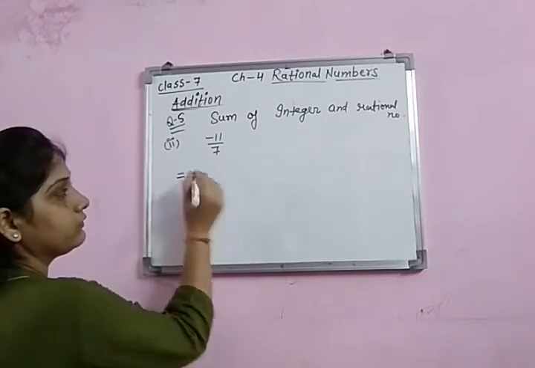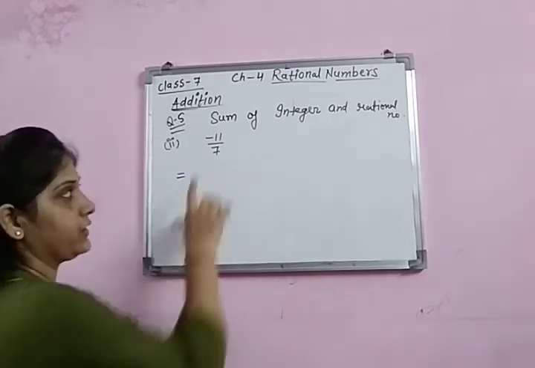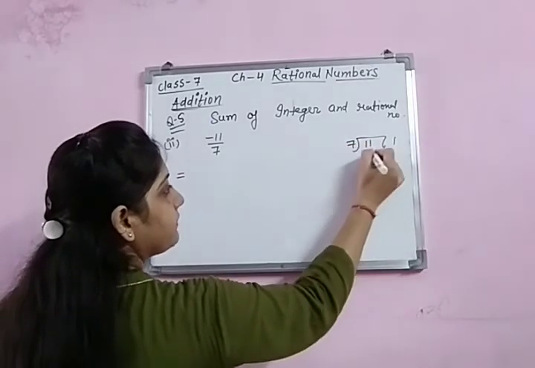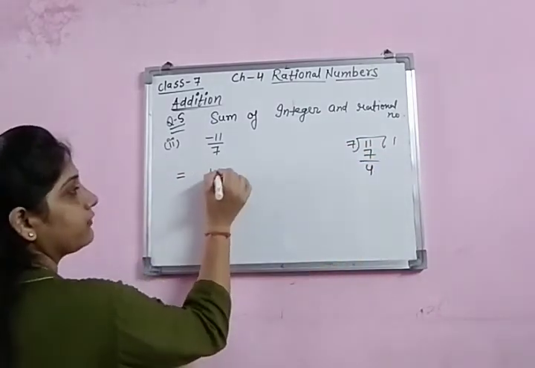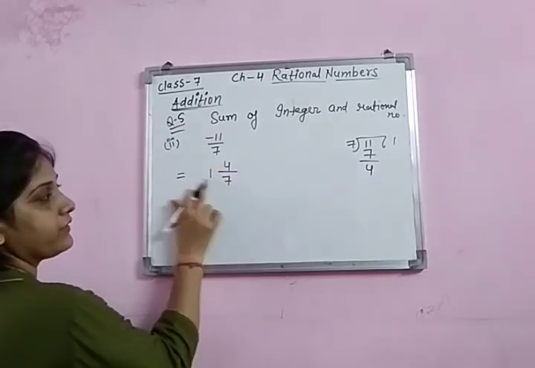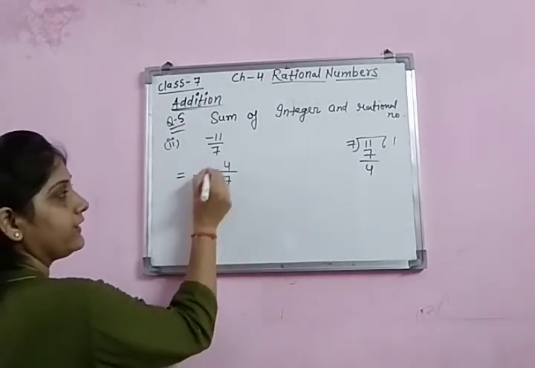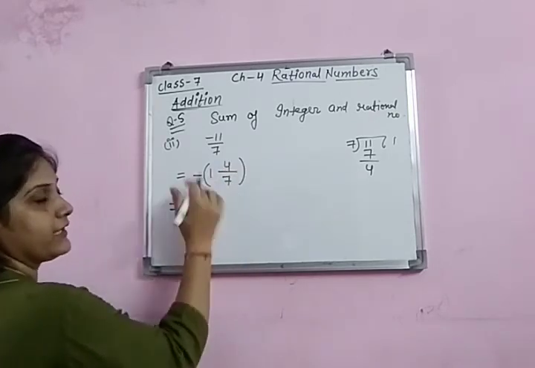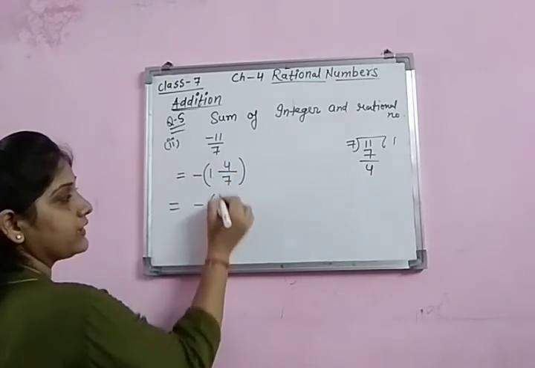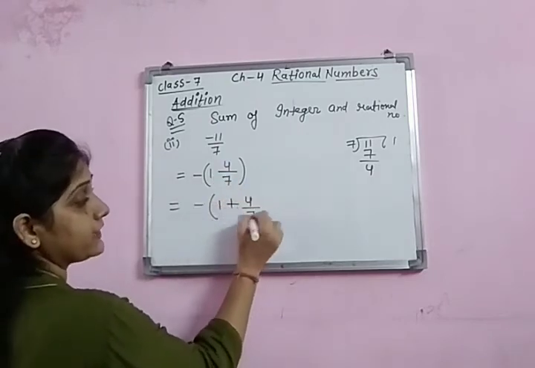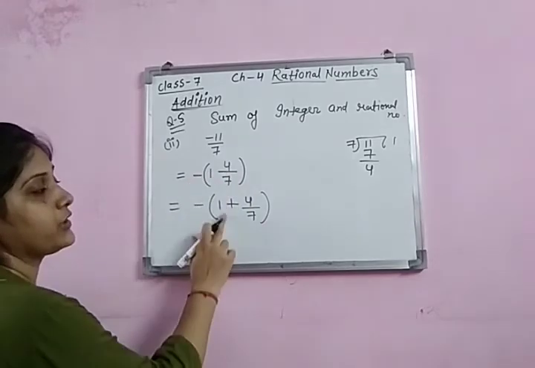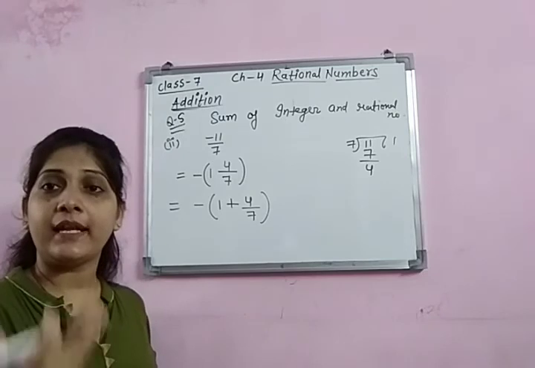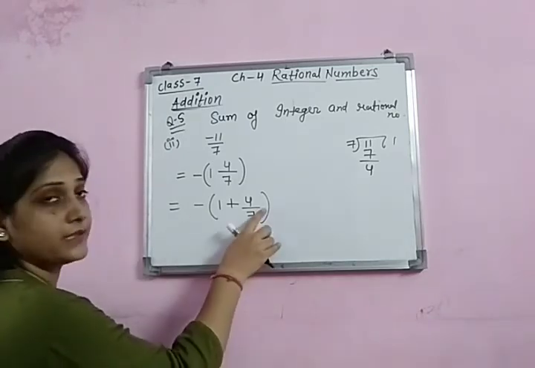So, let's write it as a mixed fraction. 11 when divided by 7, 7 goes one time and 4 is the remainder. So, 1 and 4 by 7. 7 ones are 7, plus 4, 11. And the negative sign is for both, as I told. So, we have to use a bracket because the negative is common. Negative. Now, this is 1 plus 4 by 7 because it is a mixed fraction. And a mixed fraction is a combination of what? A whole number and a proper fraction. So, this is the whole and this is the proper.